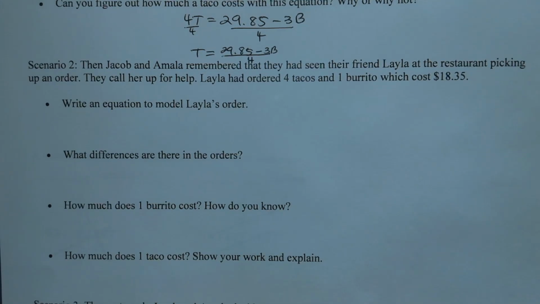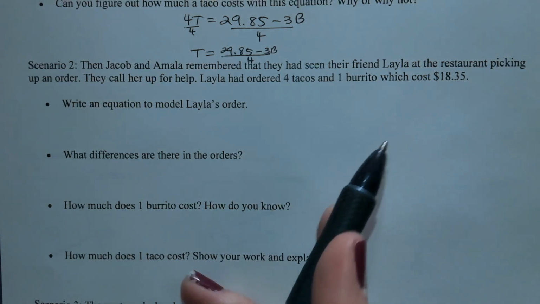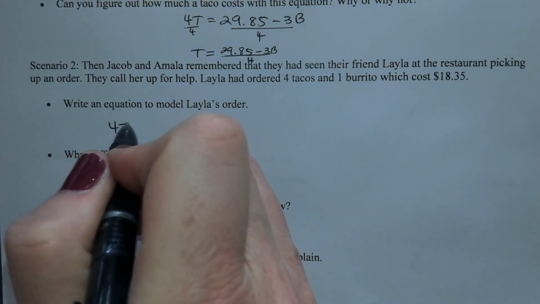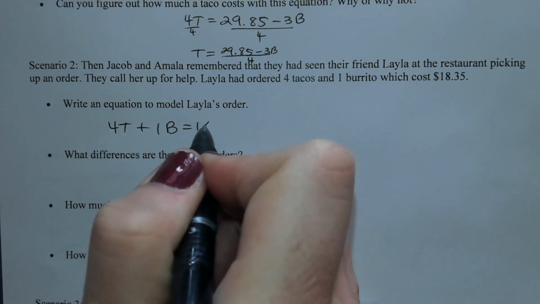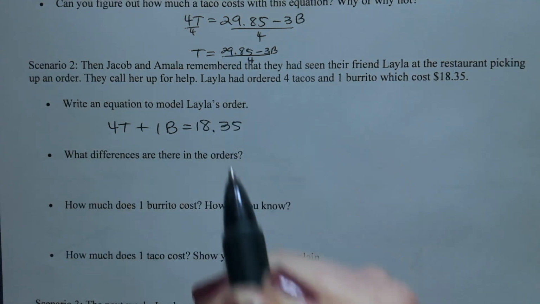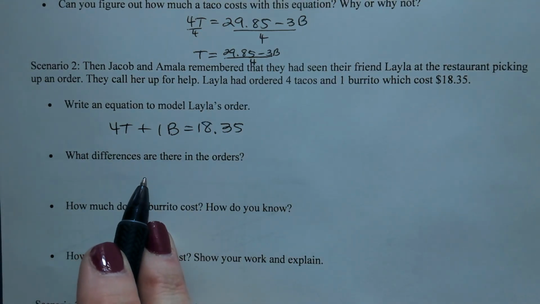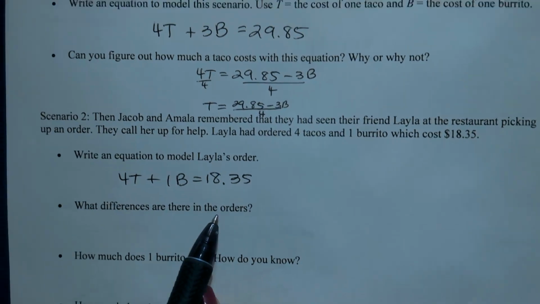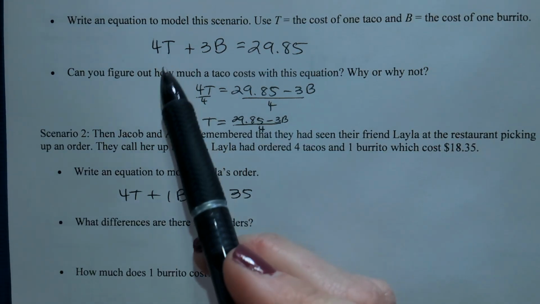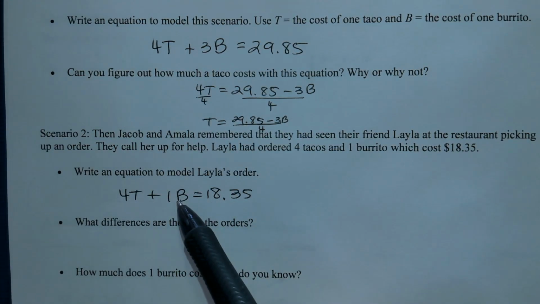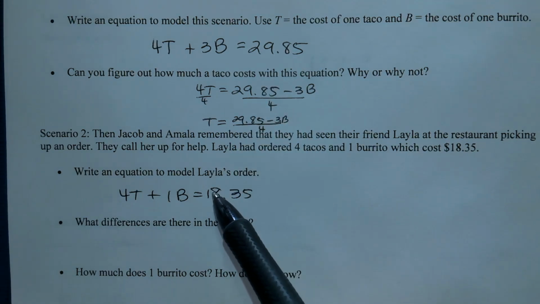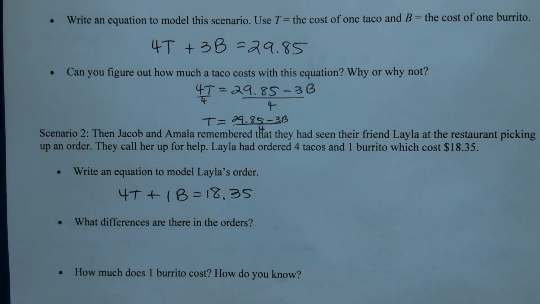Then Jacob and Amala remembered they'd seen Layla at the restaurant. She ordered 4 tacos, 1 burrito. So 4 tacos plus 1 burrito equals $18.35. So what are the differences? Well, what differences are there in the 2 orders? Even though the tacos are the same, we ordered actually 2 more burritos. So then we could actually figure out the difference in our 2 totals as well.